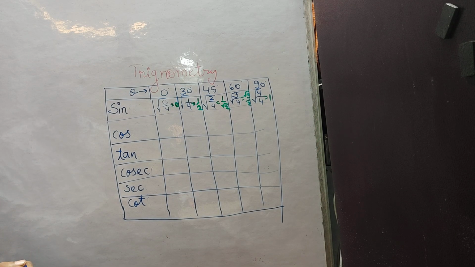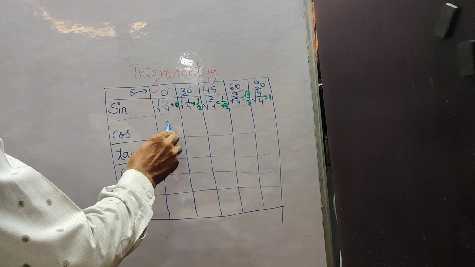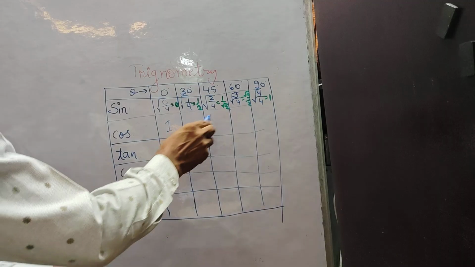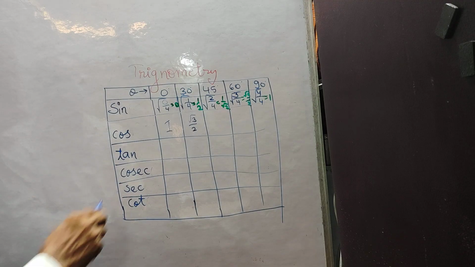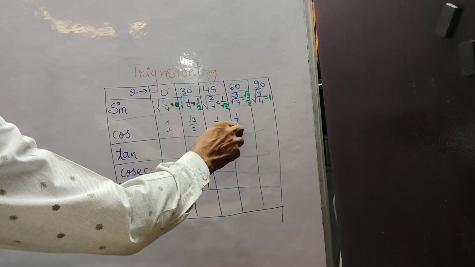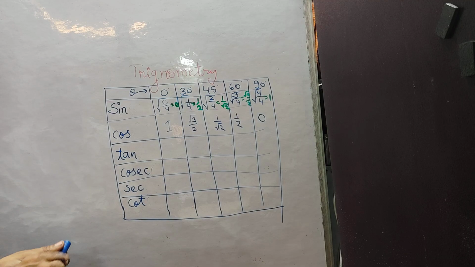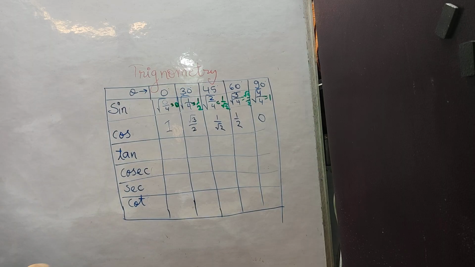Next is cos theta. Cos theta is the complement of sine theta, and the complement of sine theta is cos theta. That means 1 comes here in place of 0, and cos 30 degree is sine 60 degree, so root 3 by 2 comes here, and this 1 by root 2 stays as it is. So the left and right values change. This 0 comes here. So cos 90 is 0, cos 0 is 1, sin 90 is 1, sin 0 is 0.